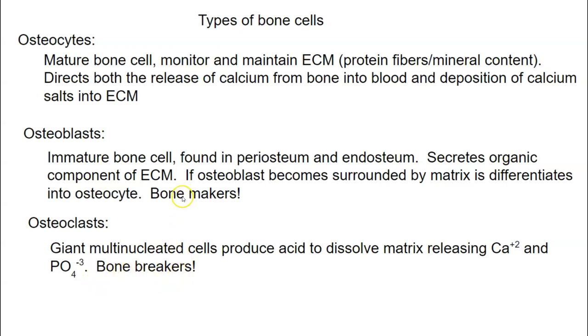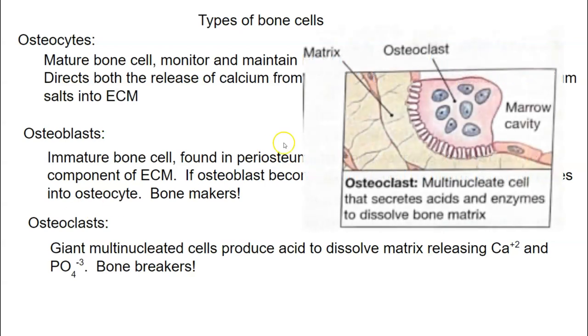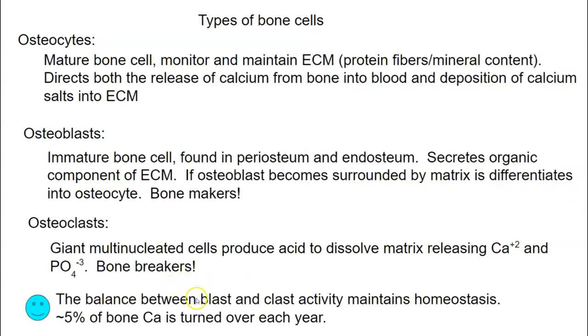These two cells are doing sort of opposing things, but the balance between the two is what maintains homeostasis. I forgot to show you the picture here. Here's an osteoclast with its many nuclei. So like I mentioned, the balance between the blast and the clast activity maintains homeostasis for your body. And even though year to year the amount of bone material you have stays roughly the same, every year or so, about 5% of the bone calcium is turned over. So after a period of many years, you'd have all new bone.